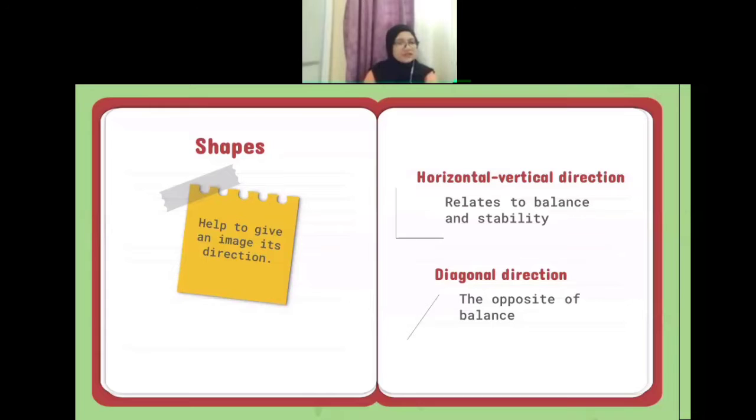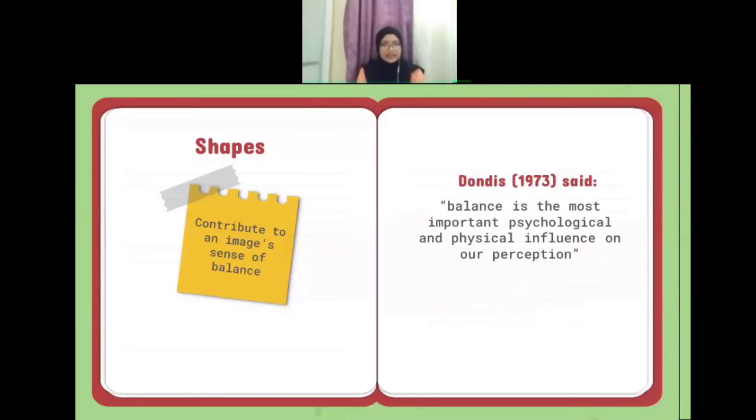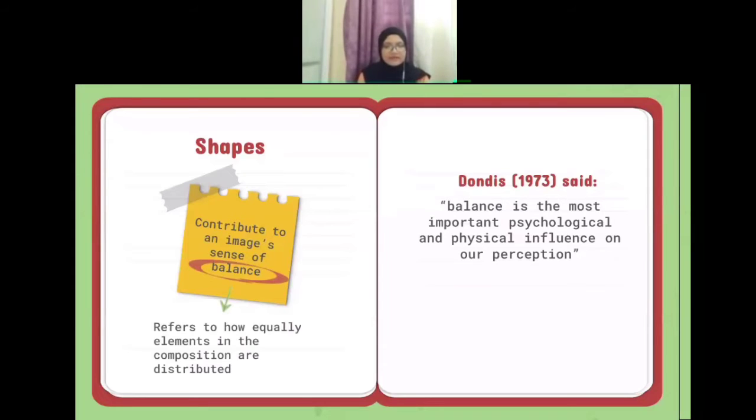Shape also helps to give an image its direction. For example, horizontal and vertical direction relate to stability or balance. As for diagonal lines, it's the opposite of balance. Okay, other than that, shapes contribute to an image's sense of balance. Balance refers to how equally elements in the composition are distributed.